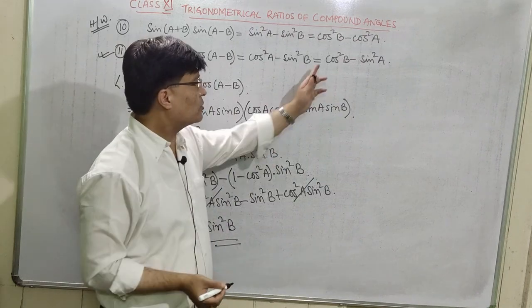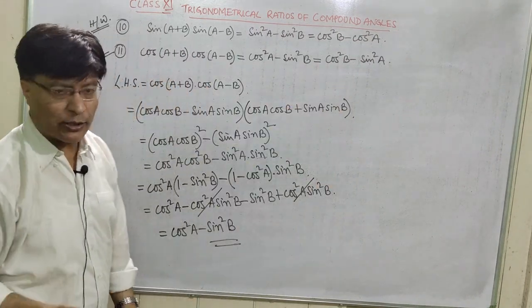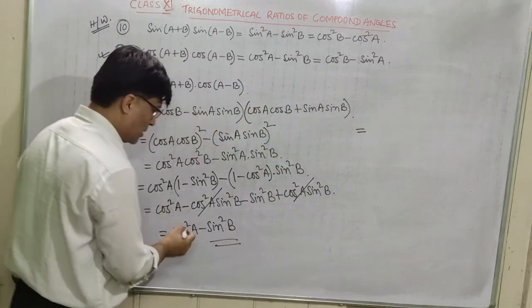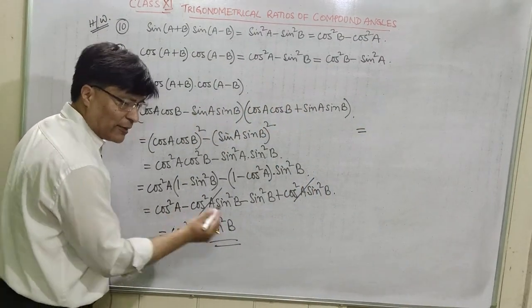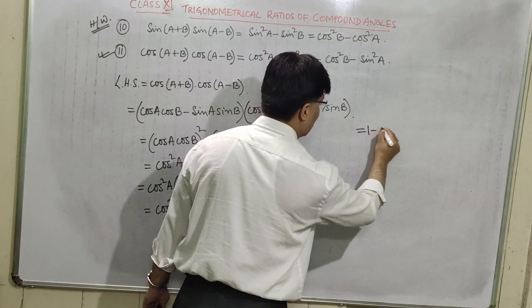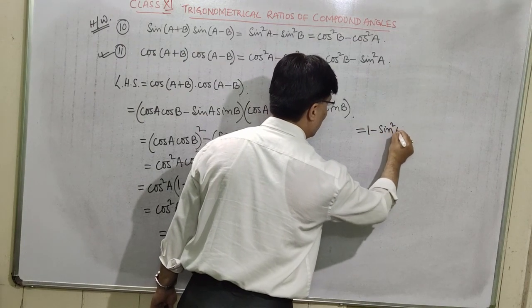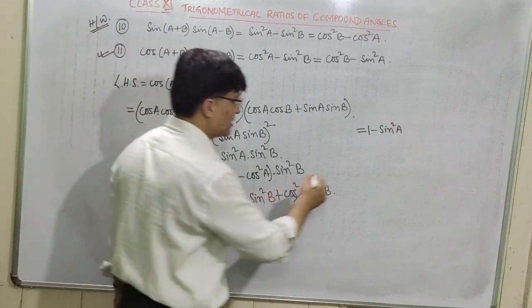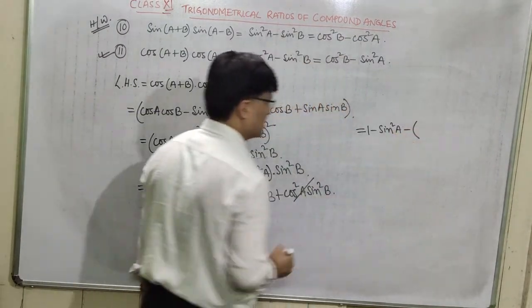Again, this is equal to cos square b minus sine square a. You have to prove it. Okay. So which is equal to, now again this cos square a, you can write it in terms of sine square. That is your 1 minus sine square a. This is the formula, you know, from class 10, isn't it? Then minus sine within bracket.